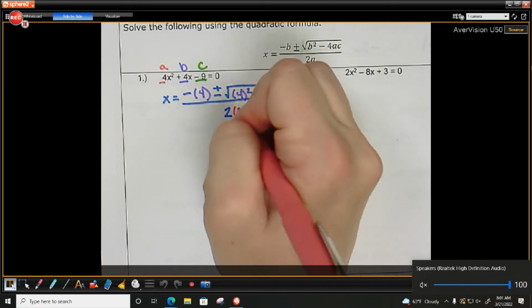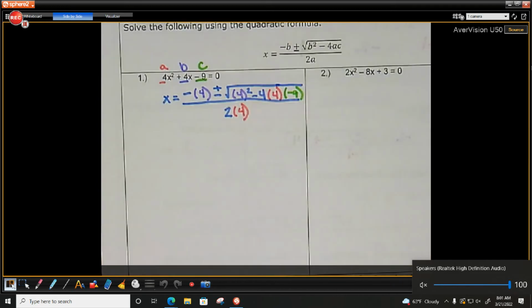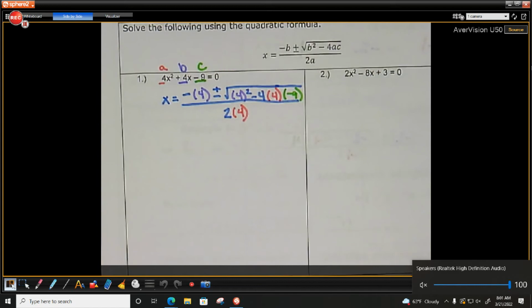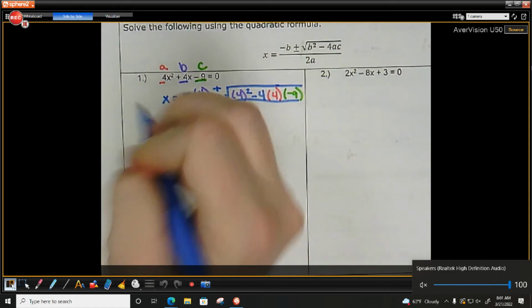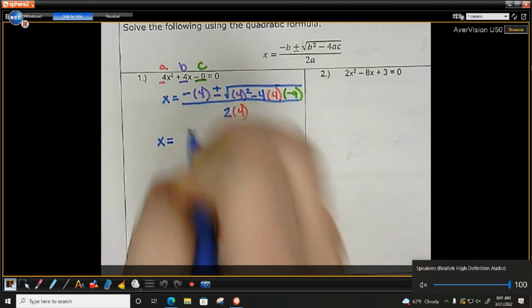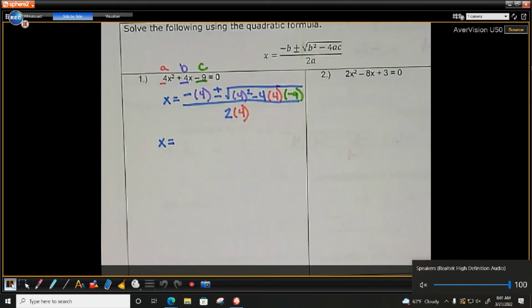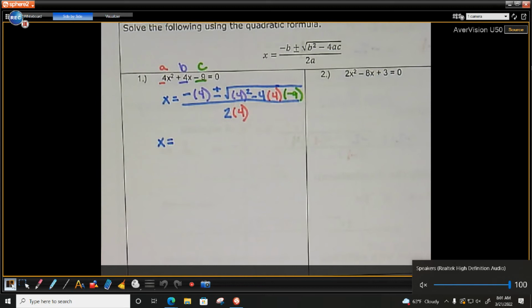4. So this one, instead of just going directly to the calculator, I am going to simplify it piece by piece, because again, there are some questions on your homework where you're going to have it in radical form. If it says radical form, you cannot just type this directly in the calculator, okay? So let's do x equals, what's a negative times 4? Just negative 4, very good.